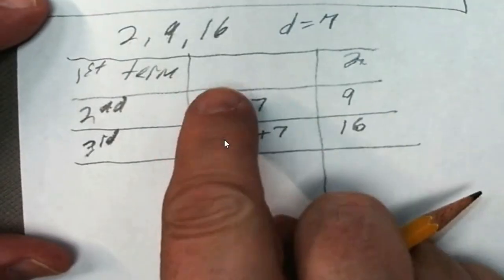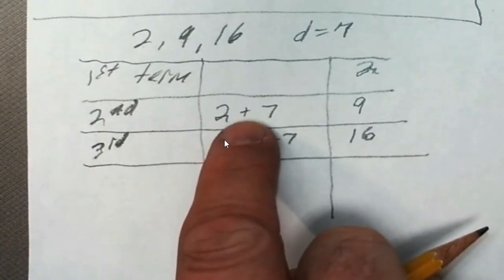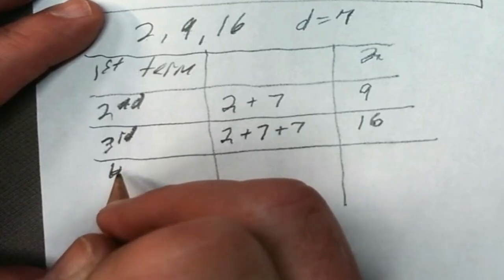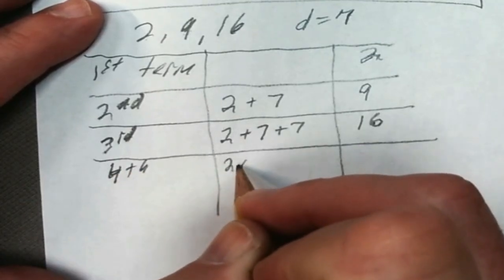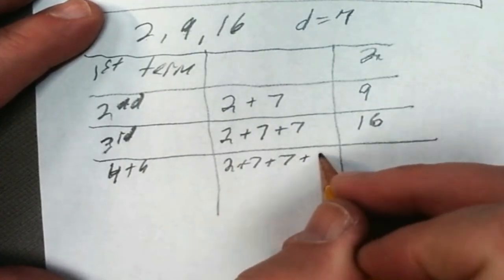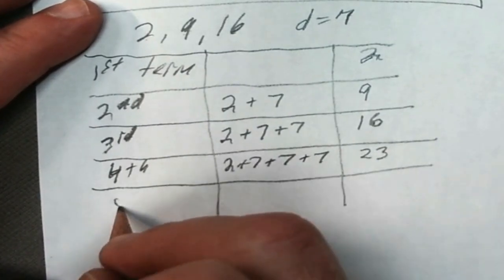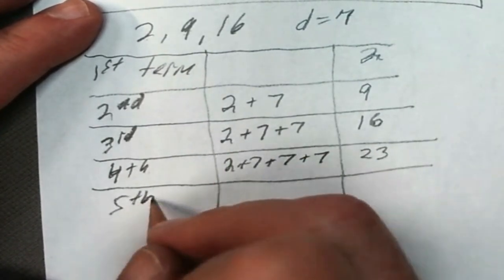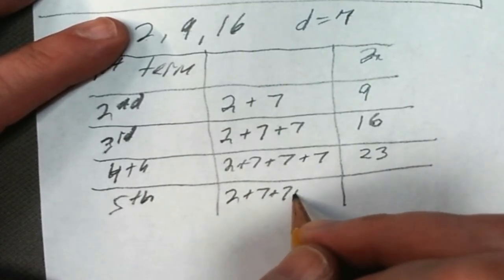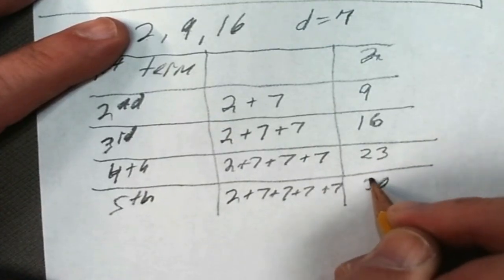Right? So we had a 2, we added 7 to it, we got this one. We took this and added another 7 to get the third term. The fourth term, we're going to take the one above, and the one above was 2 plus 7 plus 7. We'll add another 7. So now we got 23. To get the fifth term, we took the 2 plus the 7 plus the 7 plus the 7, and we added another 7 to get 30.